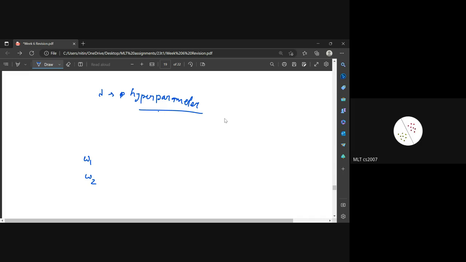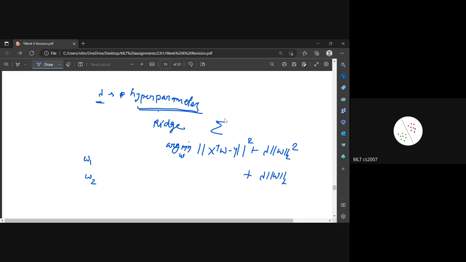Okay. So the question that remains now is how to choose that lambda. Lambda is your hyperparameter, right? Your problem was the ridge regression problem, and in Lasso you have to minimize this thing. You can think of it as the norm of X transpose W minus Y, whole squared, plus lambda times W squared. This you have to minimize, and in the case of Lasso, you have norm 1. This is norm 2.